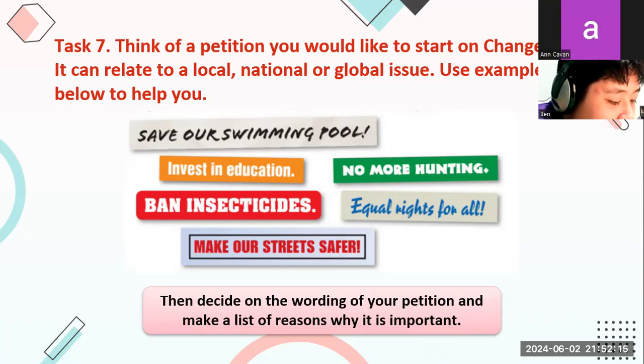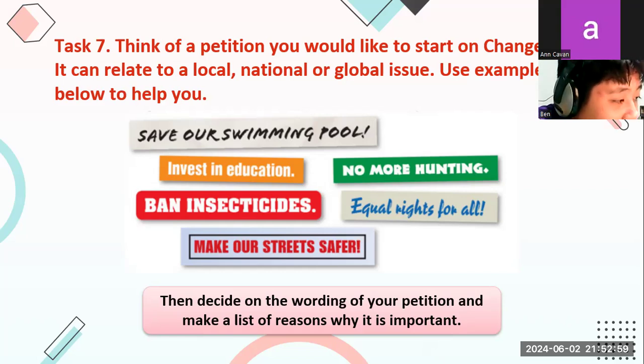Okay, so equal rights for all. You choose equal rights for all because it means that everyone should be given the right to be equal. Even though you're rich, you're poor, you need to have access to the rights for all. Okay, so what are examples of rights for all, Ben? What do you think are examples for equal rights for all? Ben, what do you mean by the word equal rights for all? Can you give me an example?